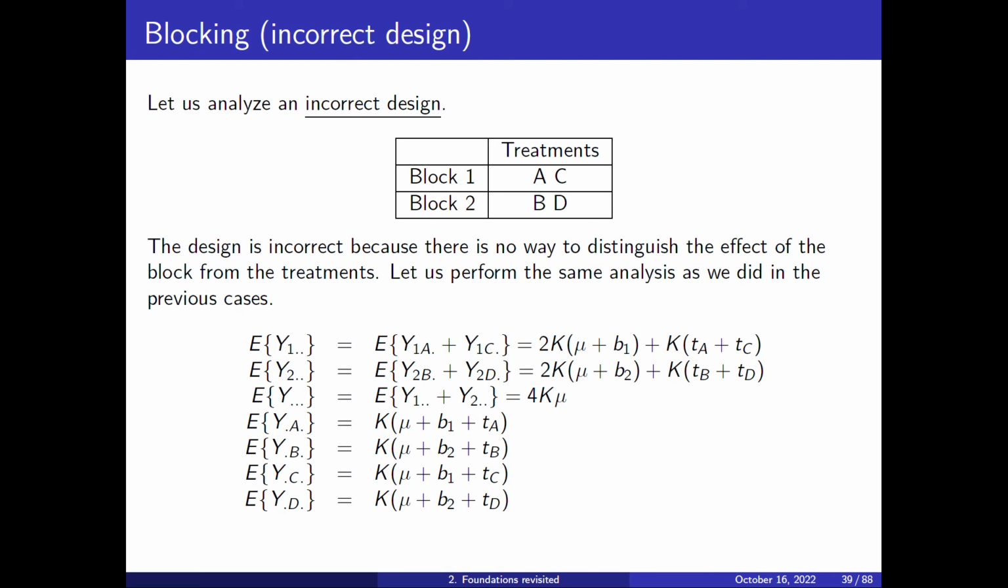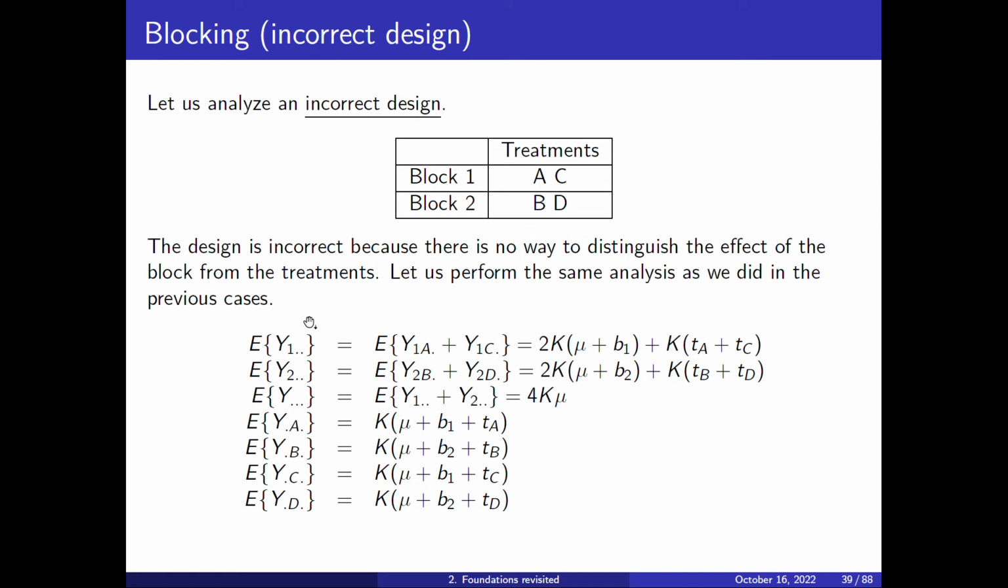Okay, so let's analyze this other possible design, and let's say that in block 1 we have 4 treatments, but for some reason we can only do 2 treatments per block. So we have in block 1 A and C, and in block 2 we have B and D. So we see that there are no treatments in common. So does it cause any problem?